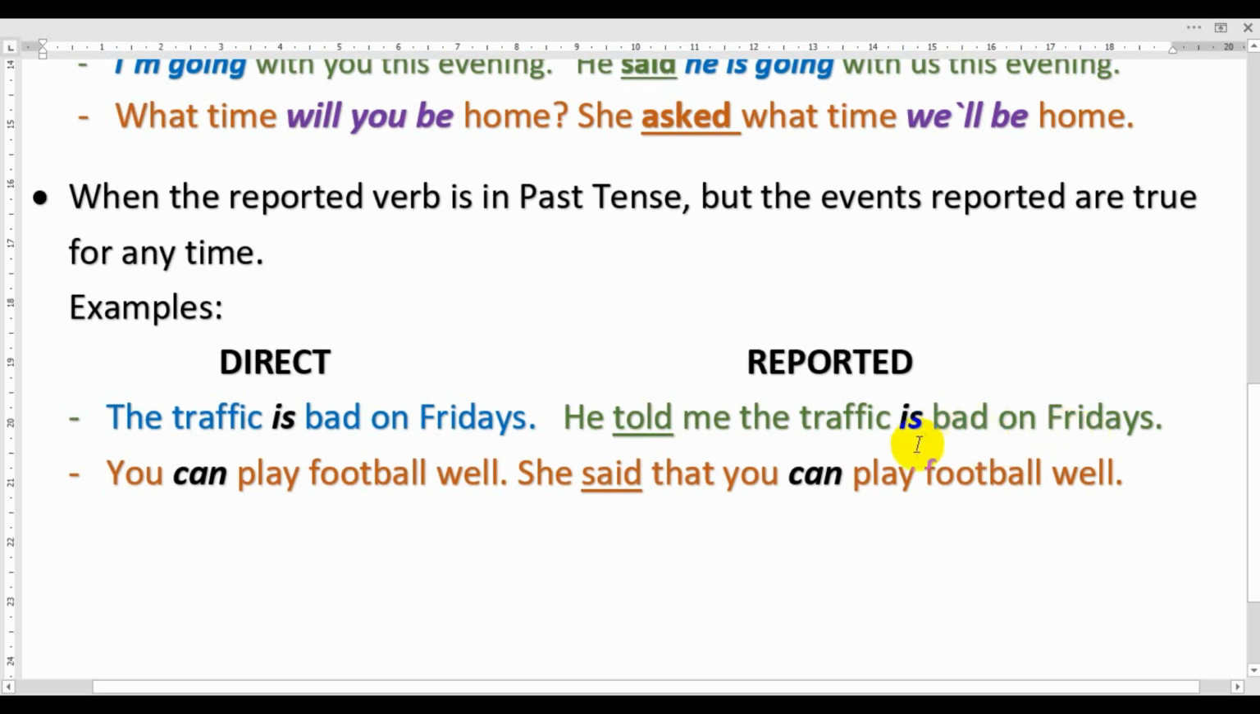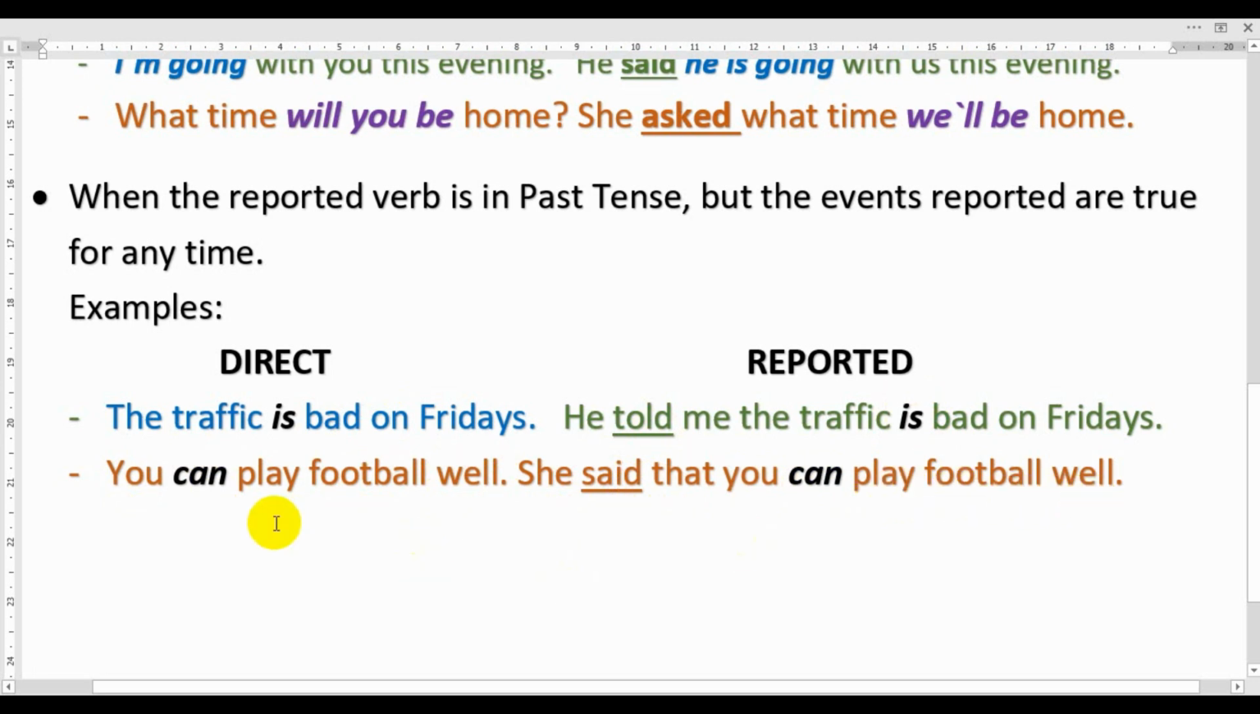¿Por qué no cambiamos? Porque esta situación, este evento de que el tráfico sea pesado durante los fines de semana, continúa siendo verdadero, tanto cuando se lo dijo, que fue en este tiempo, de igual manera en el tiempo que se lo reportó. Por eso ustedes miran que aquí está is y acá continúa siendo is. Okay, let's see another example in here. For direct speech. You can play football well. Tú puedes jugar fútbol bien. She said, in reported speech, she said that you can play football well.